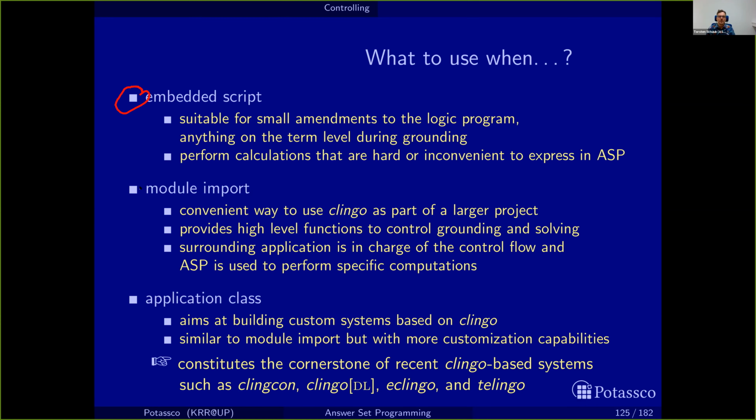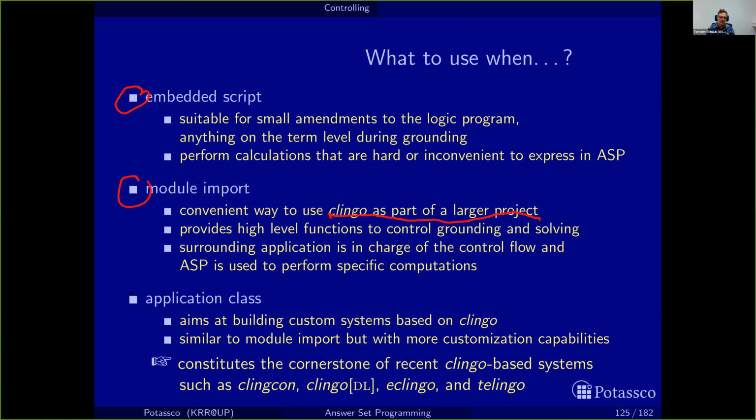Then module import means you really go to the world of the programming language, and you use Klingo as an engine for solving your larger project, right? So Klingo is used as part of a larger project that you are doing anyway. So you get all these high-level functionalities and all that, but the application, what you are writing now, is in charge of the control flow, of output, and all that.